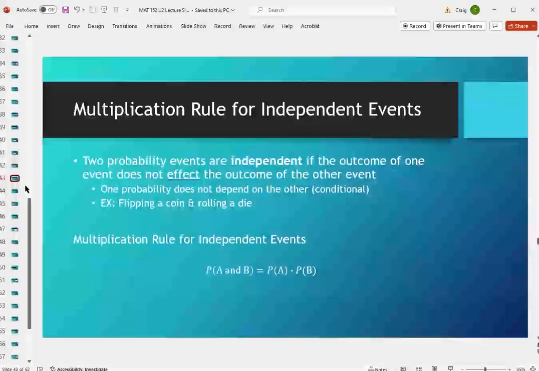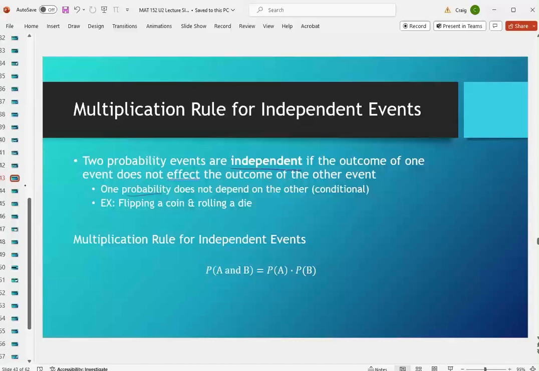When we have two events that are separate, one probability event doesn't affect the other probability event. Let's say you flip a coin and you roll a die. The rolling of the die does not affect the coin flip, and the coin flip doesn't affect the roll of the die. Those two events are said to be independent, if the outcome of one does not affect the outcome of the other. One probability does not depend on the other one.